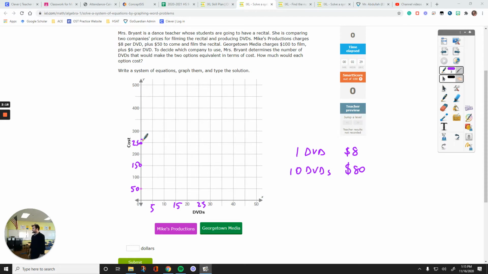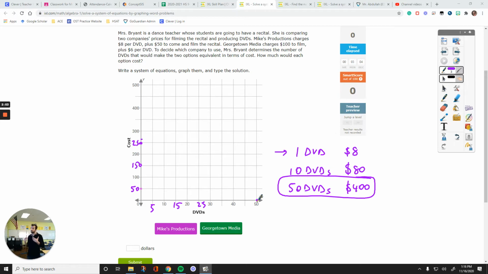Okay? So let's see. If I do 50 DVDs, let's find that one. 50 DVDs is going to be multiply this line by 50, $400. So this is what I'm going to use. For 50 DVDs, it's over here. That's the number of DVDs. I'm going to go up from that 50, find the number that I'm looking for. Just the DVDs are going to cost $400, right?